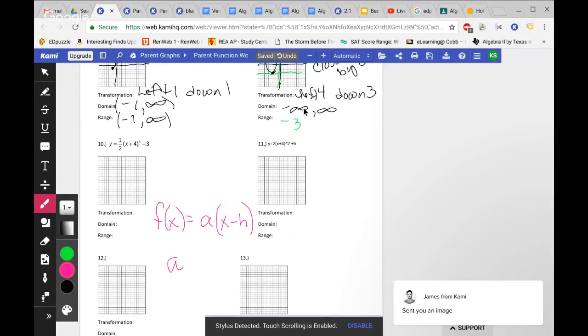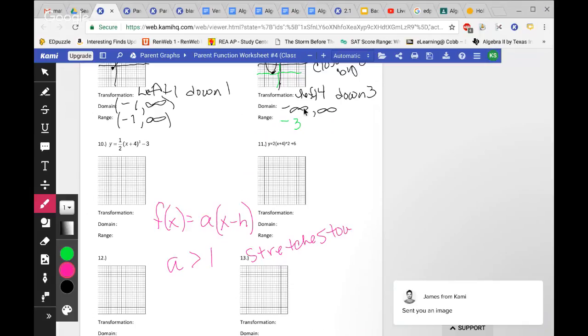When a is greater than 1, it stretches toward the y-axis or gets closer to y. When a is less than 1, it compresses or squishes. Now it's not writing again. Compresses toward the x-axis. Does that make sense? Yes. Does that help a little bit?